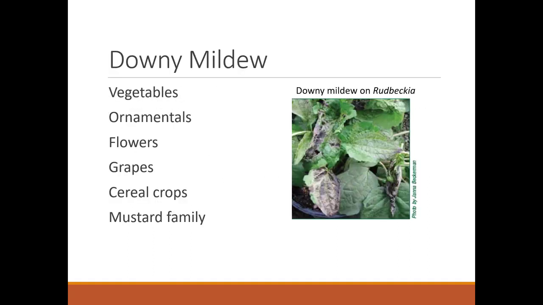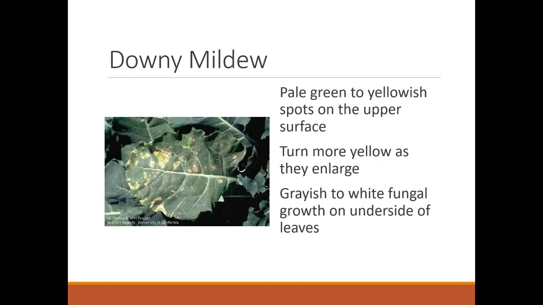Okay, downy mildew gets a number of things, but vegetables, ornamentals, flowers, grapes, cereal crops, and mustard family. Here we have it on Rudbeckia. So you get pale green to yellowish spots on the upper surface, and then they turn more yellow as they get larger. And then you have this grayish white fungal growth on the underside of the leaves.